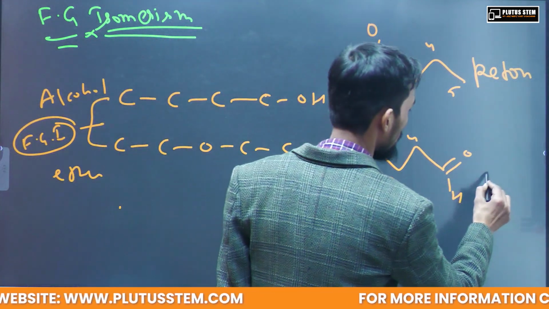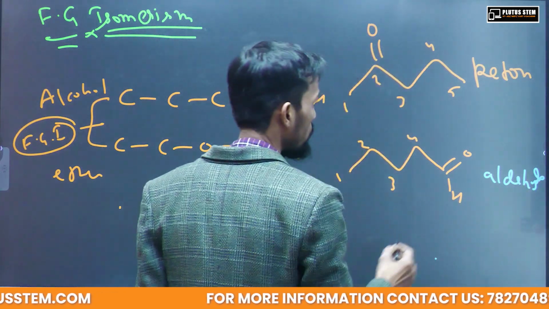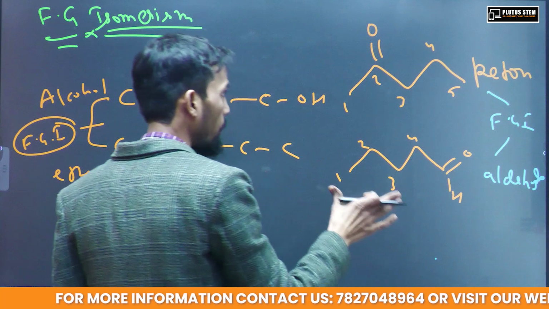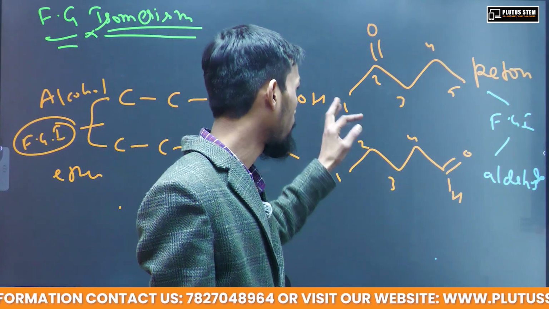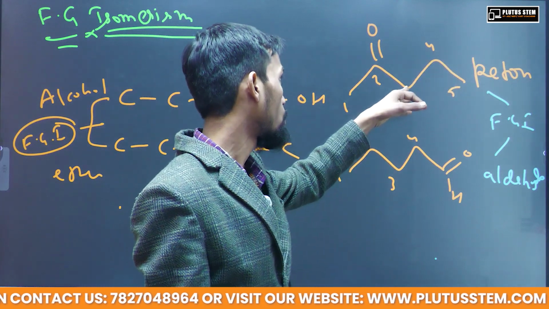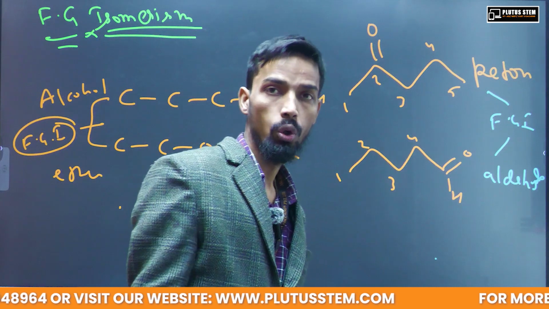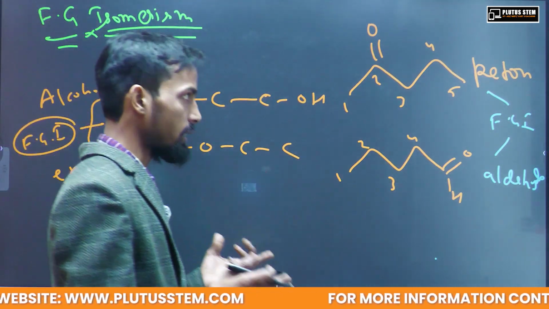This is ketone, this is aldehyde. Many more examples. So these two are functional group isomers. The molecular formula is same: 5 carbon, 5 carbon, 1 oxygen, 1 oxygen. So the molecular formula is same. The structure is different due to the change in the functional group.